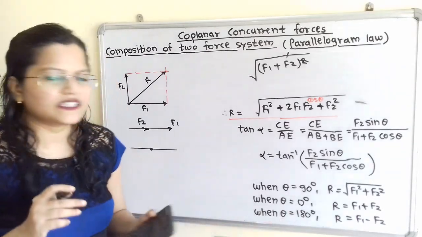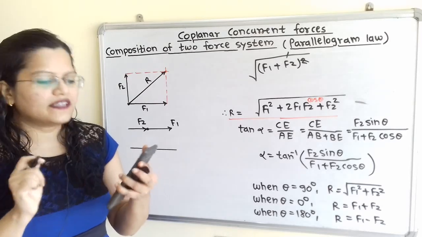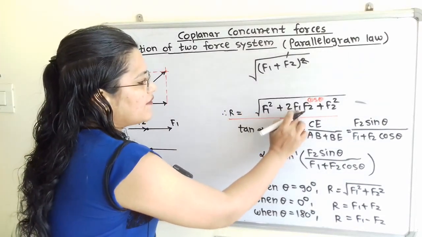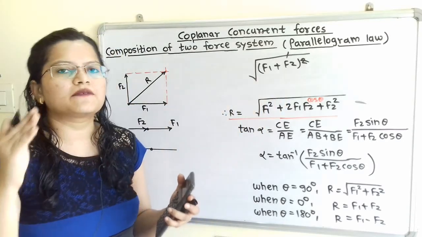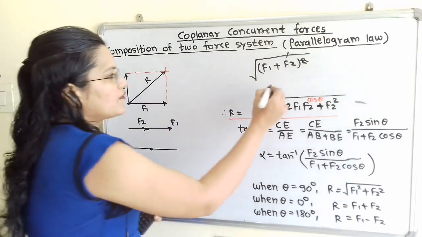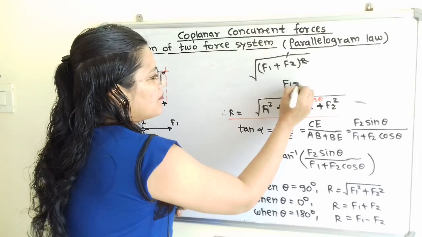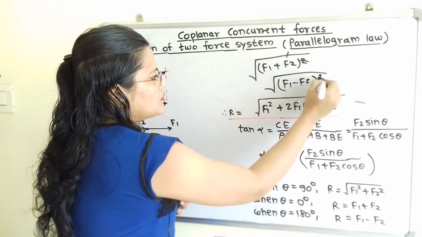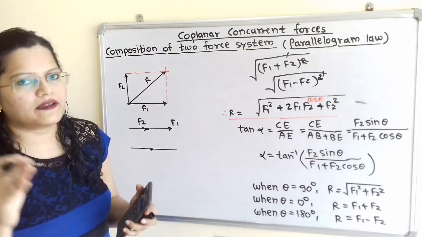Now we will move next, that is when theta is equal to 180 degrees. So cos of 180 is equal to minus 1. So here F1 square minus 2F1 F2 plus F2 square. This is the case of A square minus 2AB plus B square. So we will write here A minus B bracket square, that is F1 minus F2 bracket square, and this under root as it is. So this square root and square are getting cancelled, and here is only F1 minus F2.